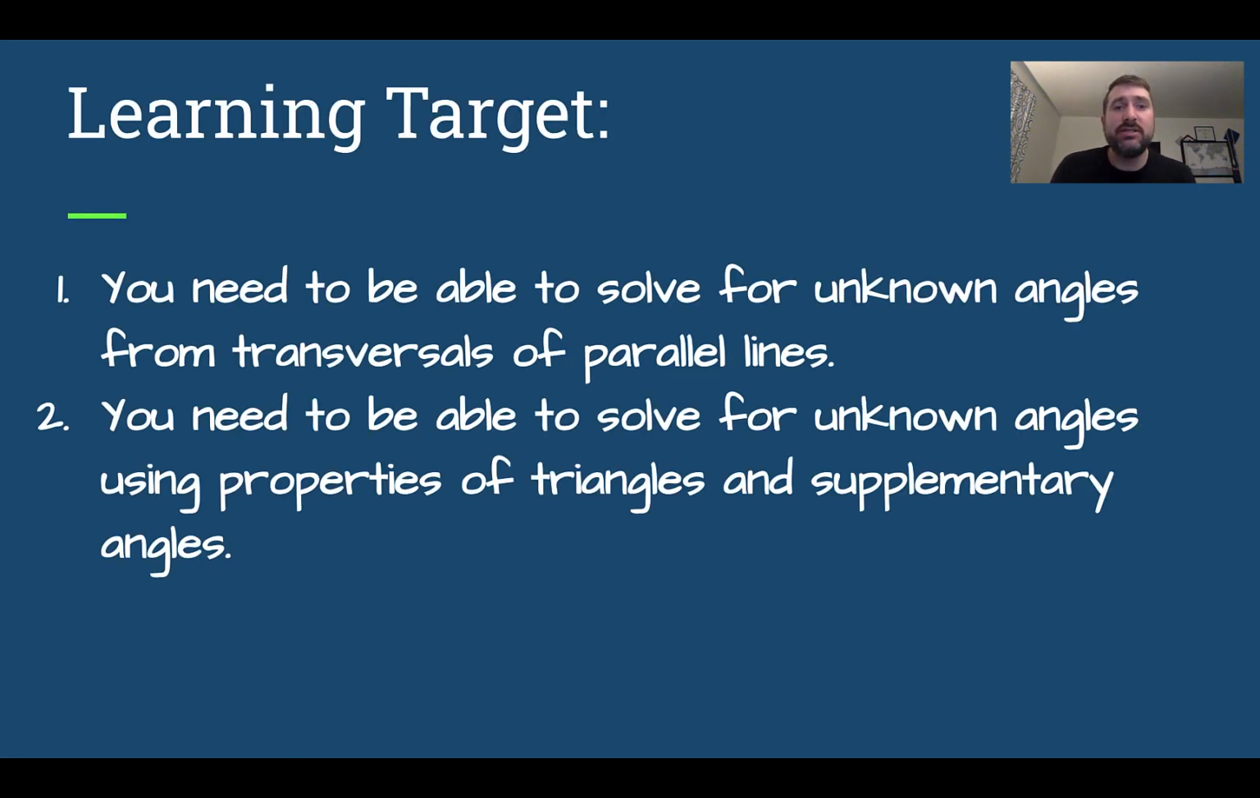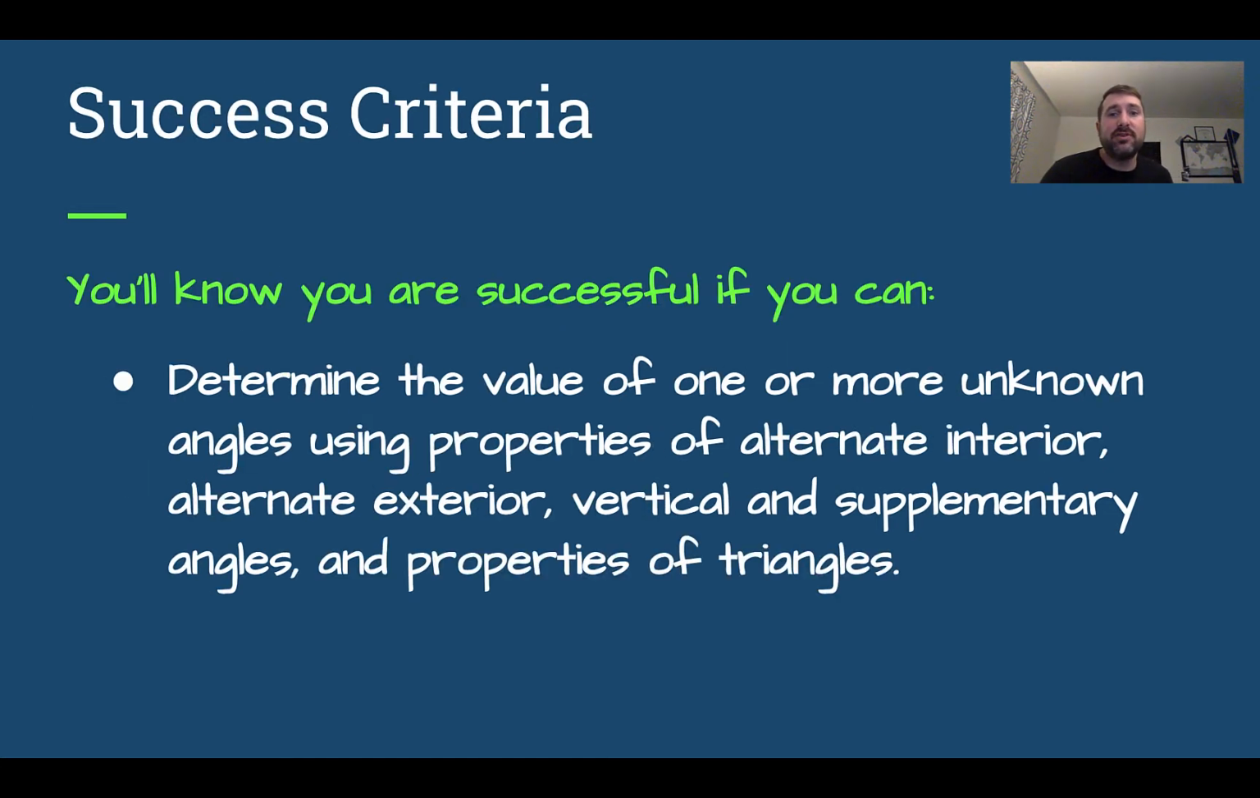After this lesson, you need to be able to solve for unknown angles from transversals of parallel lines, and you need to be able to solve for unknown angles using properties of triangles and supplementary angles. You'll know you're successful after this lesson if you can determine the value of one or more unknown angles using the properties of alternate interior, alternate exterior, vertical, and supplementary angles, as well as properties of triangles.